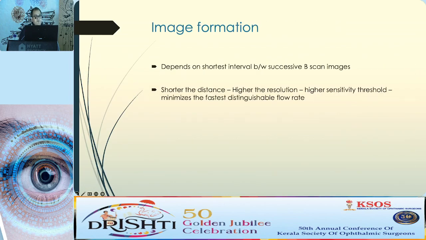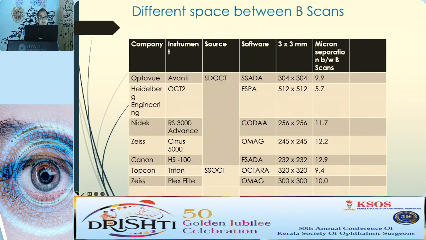So the image information which is acquired by the machine is dependent upon the shortest interval between two successive B scan images. So the shorter the distance, the higher is the resolution and the higher the sensitivity threshold. If you look at the various machines available and only focus your attention towards this column here, Heidelberg has the minimum separation between two different B scans at the level of around 5.7 microns, and the highest is seen in the Canon machine, which is around 12.9 microns.